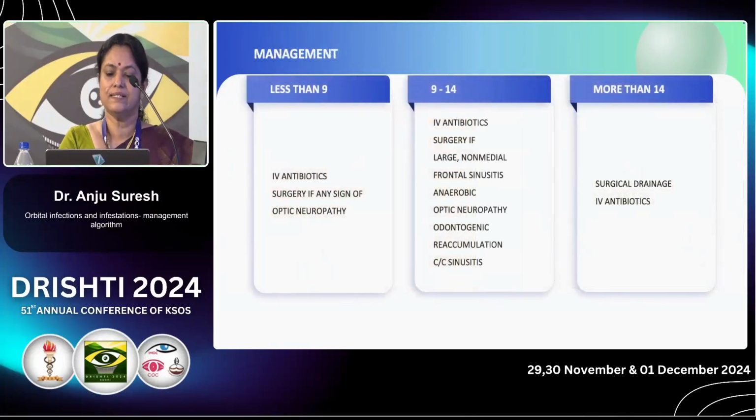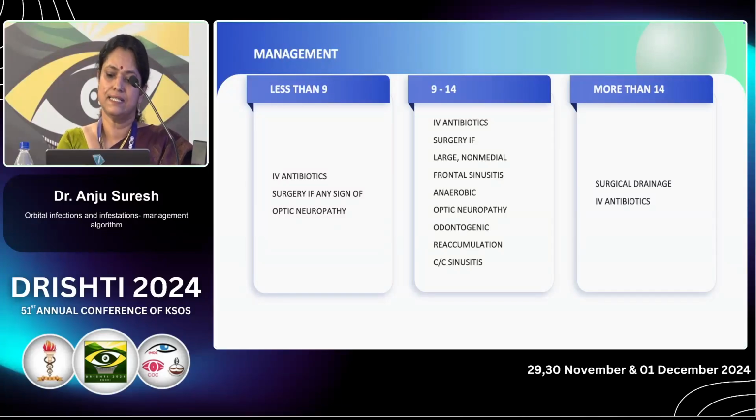So how will you manage? Because it's mostly in the pediatric age group. For a child less than 9 years, mostly gram-positive organisms are responsible. So you can try just conservative management with IV antibiotics. Surgical drainage only if there is evidence of optic neuropathy. And for the child more than 14 years, you get mixed organisms.